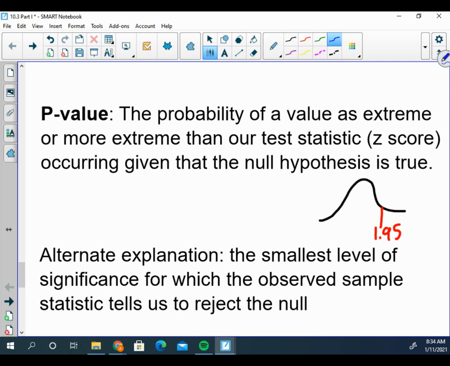Here's our cutoff. It says, what's the chance you get a data value in the blue region? If we ran the whole thing again of 36 samples, what's the chance my sample mean is at 1.95 or beyond? Now you also have this alternate explanation. The smallest level of significance for which the observed sample statistic tells us to reject the null.